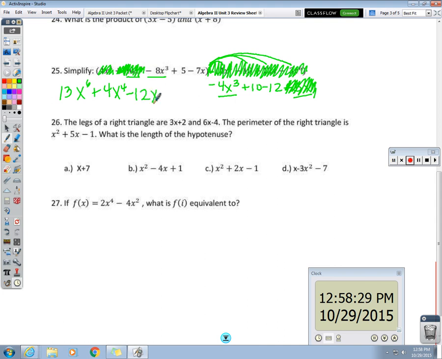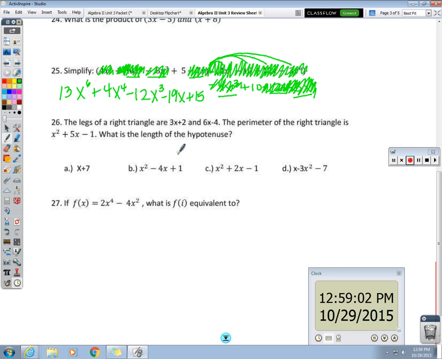Negative 12. And then your next ones are negative 7x. I think I crossed out something over here. Was it minus 12x right there? And that becomes a negative 19x. And then all you're left with is 5 plus 10, which is 15. So that would be a degree 6 polynomial with 1, 2, 3, 4, 5 terms.